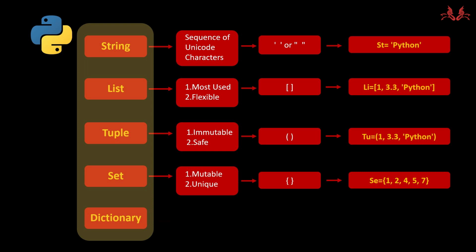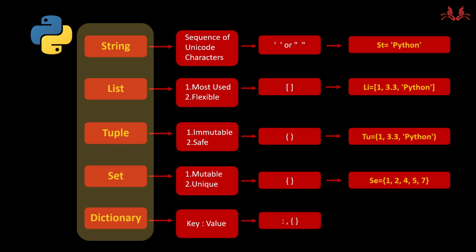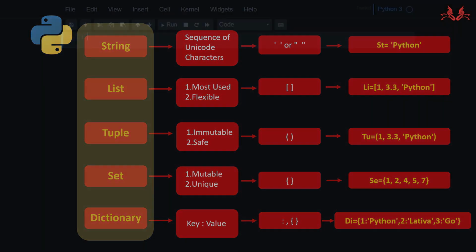Dictionary. The feature of dictionary is key and value. And we use colons and curly brackets to present it. Key 1 equals Python, key 2 equals Lativa, and key 3 equals Go. And we put these three keys and values in curly brackets, and we put a colon between key and value.